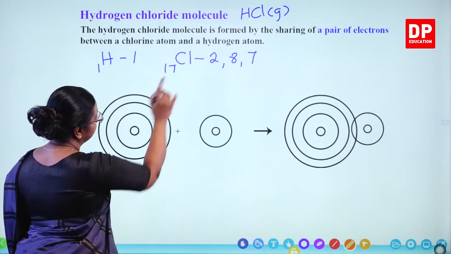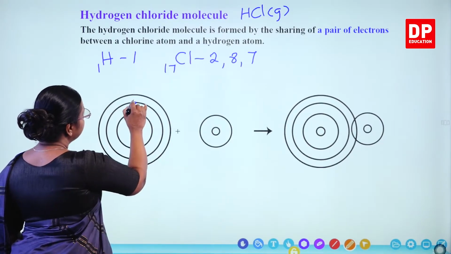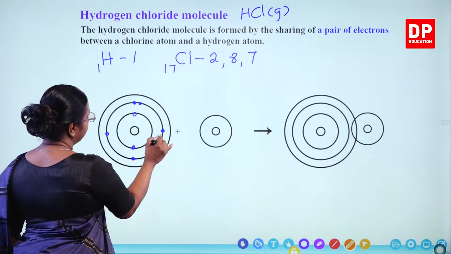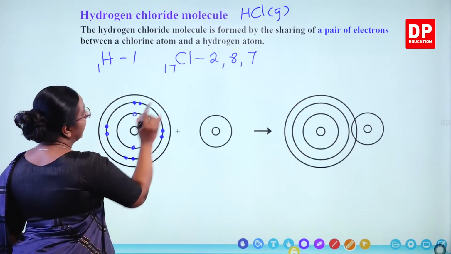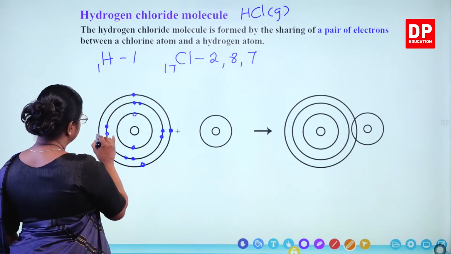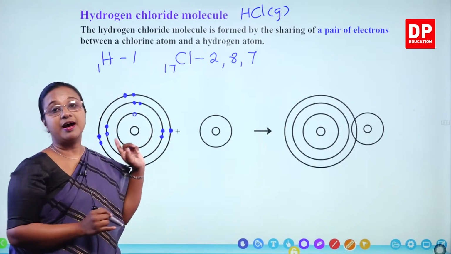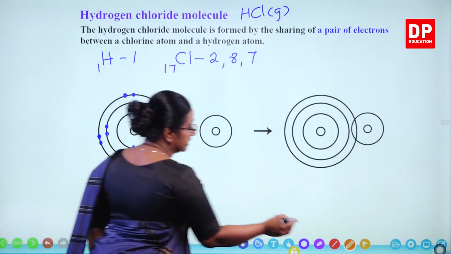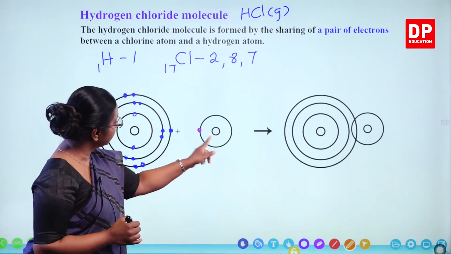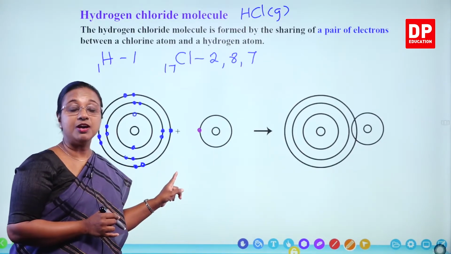If we fill up the electrons, for chlorine, the first shell, there are 2 electrons. The second shell has 8 electrons. That shell is complete. And the last shell, you can see, has 7 electrons. So if this gets paired, it will become stable. At the same time, hydrogen has 1 electron. So they will share the 2 electrons. Chlorine will give 1 electron, hydrogen will give 1 electron.